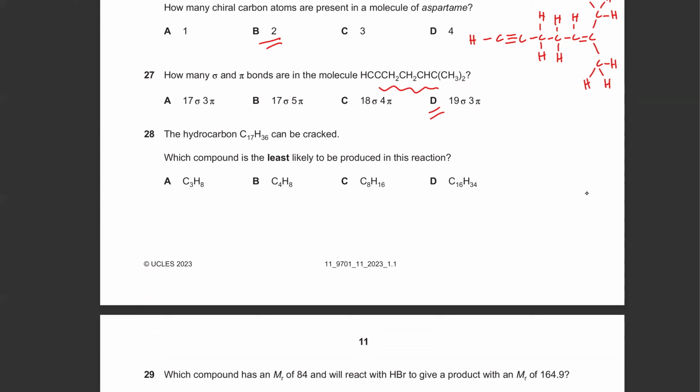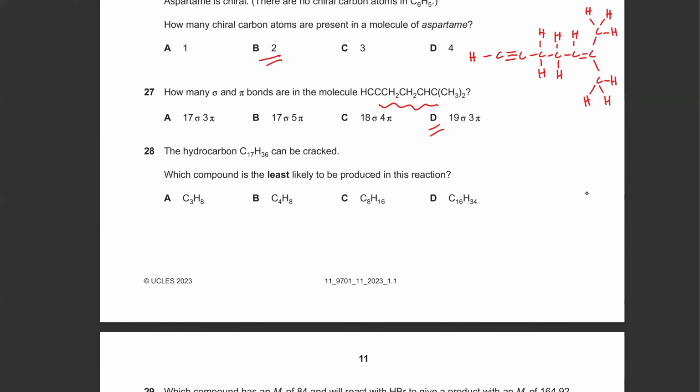Yes. The hydrocarbon C17 can be cracked. Which compound is the least likely to be produced in this reaction? D. I'm just thinking about this. C17H36, right? Now, what's the difference between this and this? Like there's a difference of CH. That's not an alkene or an alkane, so it can't be formed. I mean, when you crack it, it breaks into 2 pieces. So if I crack it into this, the other piece is this, which is not possible, right? So I think that is D.